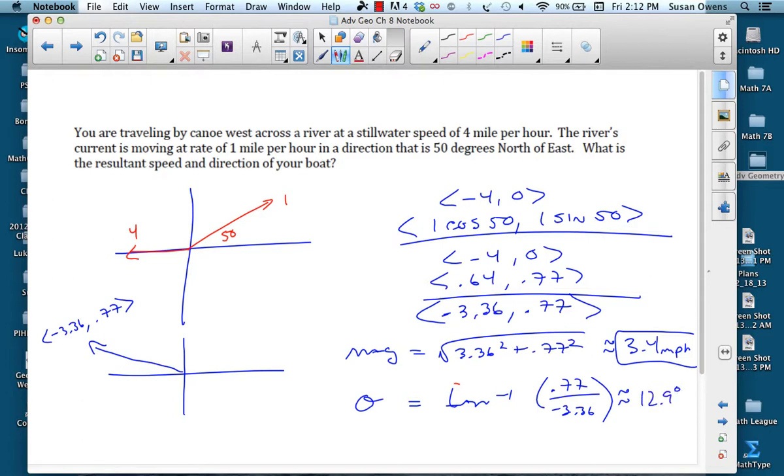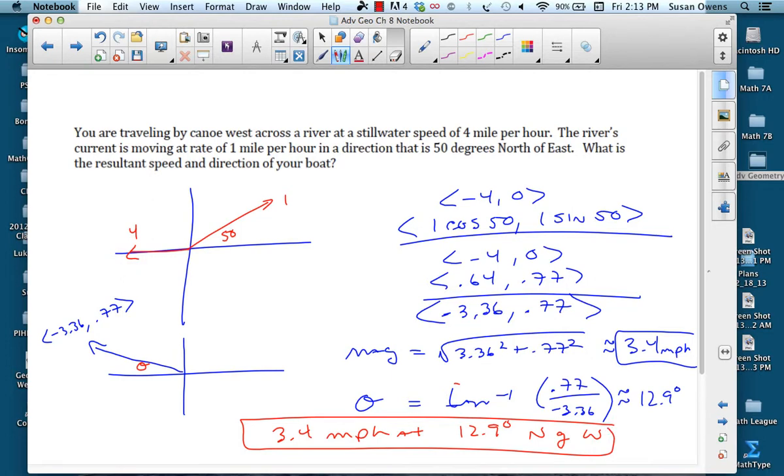12.9 degrees, and that's going to be the angle to the horizontal. So it's going to be north of west. So we are traveling currently at 3.4 miles per hour at 12.9 degrees north of west. Cool. Now, if this was one where I was doing from 0 degrees, I'd have to add the 180. I don't have to, since I'm figuring out on the coordinate on the north, south, east, west exactly where I'm going. Okay. Questions on that one?